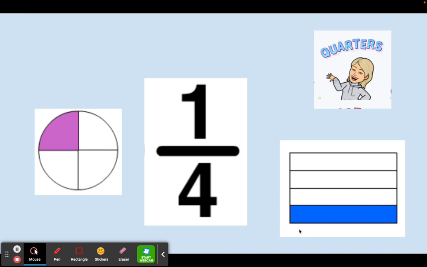Over here with this rectangle again, our whole rectangle has been broken into 1, 2, 3, 4 equal parts, and 1/4 of this shape has been coloured in blue.